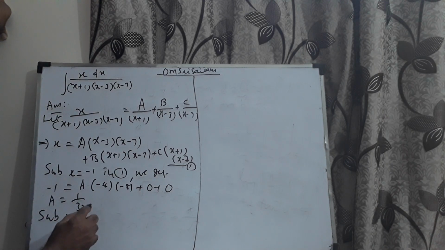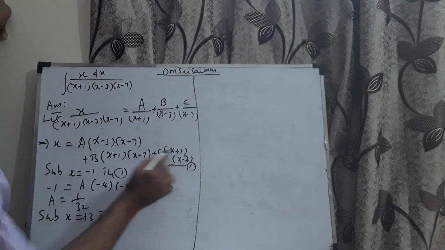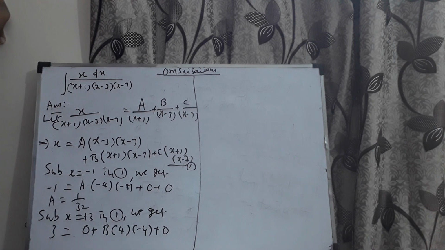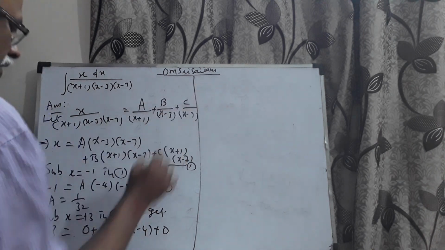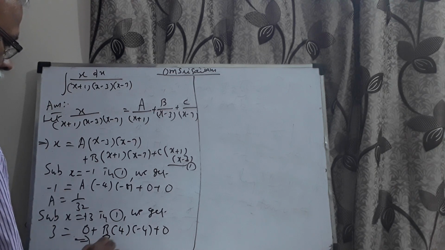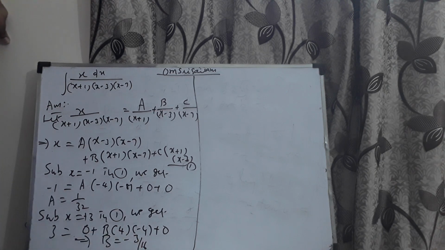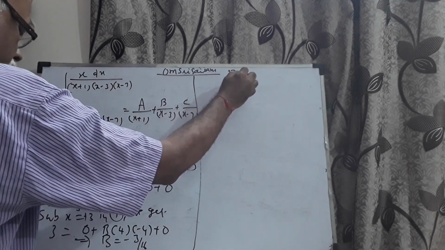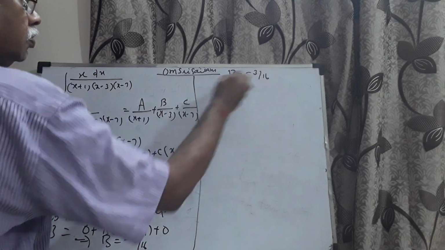Now, substitute x is equal to, of course, minus 3 in 1. Sorry, plus 3 in 1, x minus 3, no? Therefore, 3 in 1, what do I get? 3 is equal to 0 plus b into 4 into minus 4 plus 0. Therefore, I end up with b happens to be minus 3 by 16. If it is not clear at the bottom, I'll write over here, minus 3 by 16.